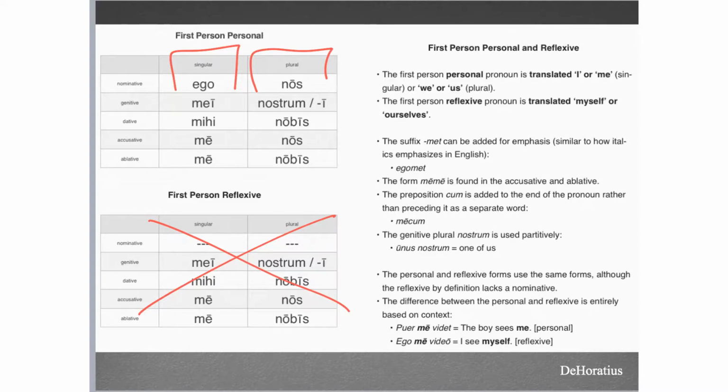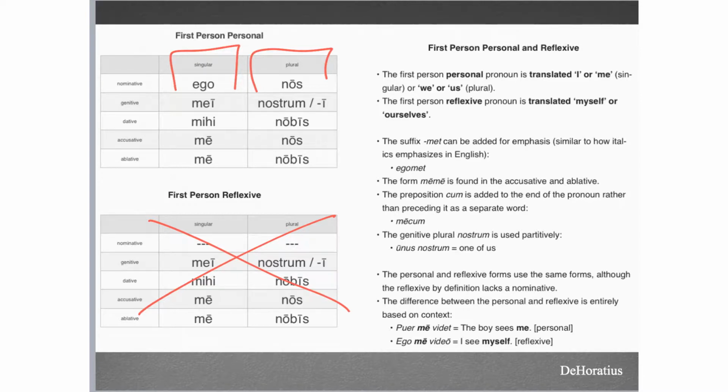Note that nos, nostrum, nobis, nos, nobis, of course, is going to be plural because it is the first person plural. Sometimes people just forget that it's automatically plural. All right. So again, just take a look at those forms. Make sure you know those. That is part of this week, knowing those new forms.